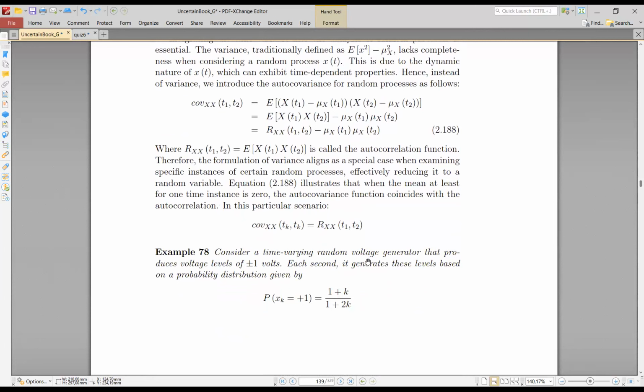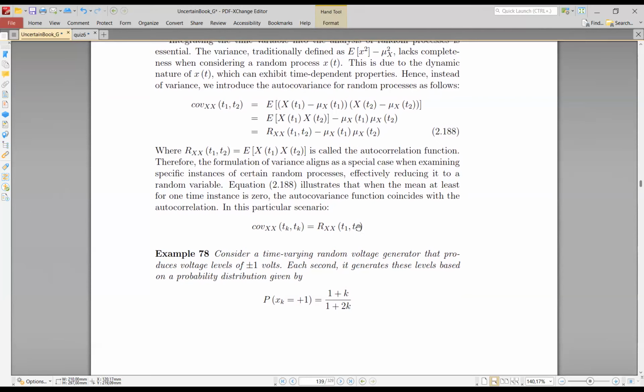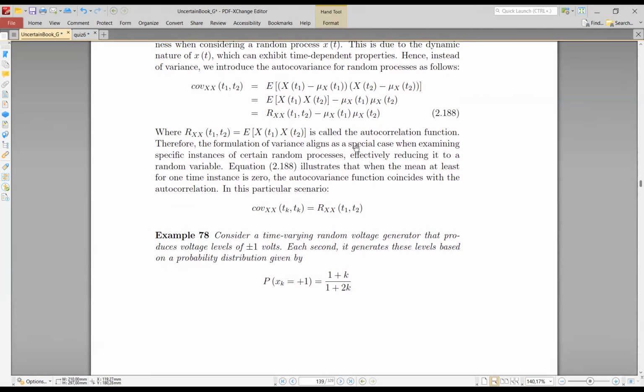Okay, and then we also defined the autocovariance. The autocovariance of a random process is given by the covariance between x at T1 and at T2. It gives us the autocorrelation between T1 and T2 minus the expected value of x at T1 times the expected value of x at T2, and we call this the autocovariance function. And if the mean at any time is equal to 0, in that case the autocovariance is the same as the autocorrelation, because the mean will be 0.